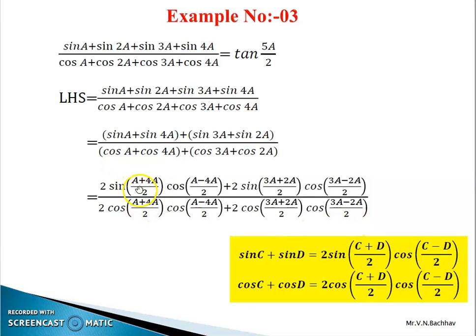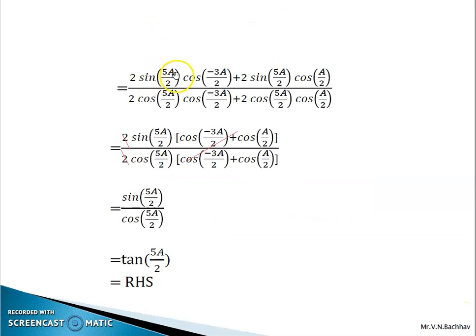We simplify this bracket. a plus 4a means 5a by 2. a minus 4a means minus 3a by 2. Similarly here 5a by 2, here a by 2. Each and every bracket we simplify and we get 2 sin(5a/2) cos(-3a/2) plus 2 sin(5a/2) cos(a/2). In the denominator, 2 cos(5a/2) cos(-3a/2) plus 2 cos(5a/2) cos(a/2).